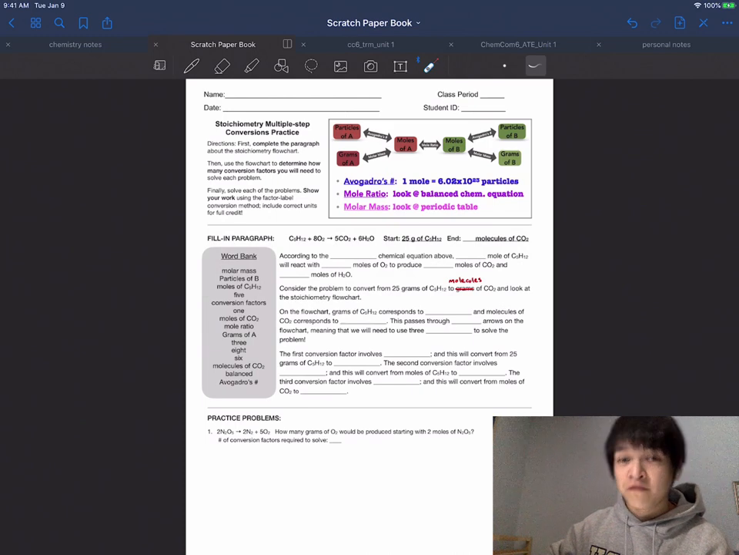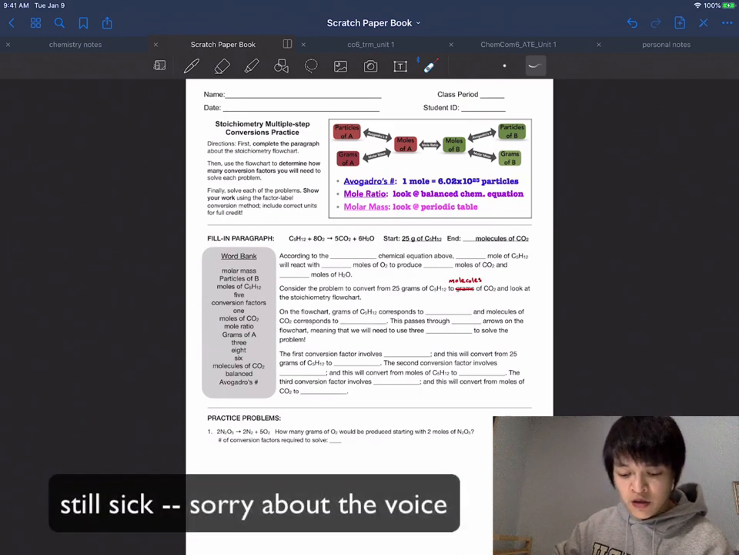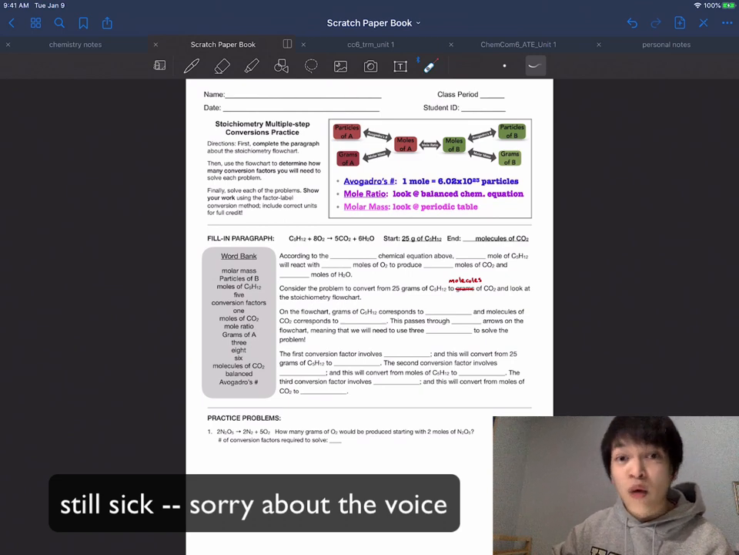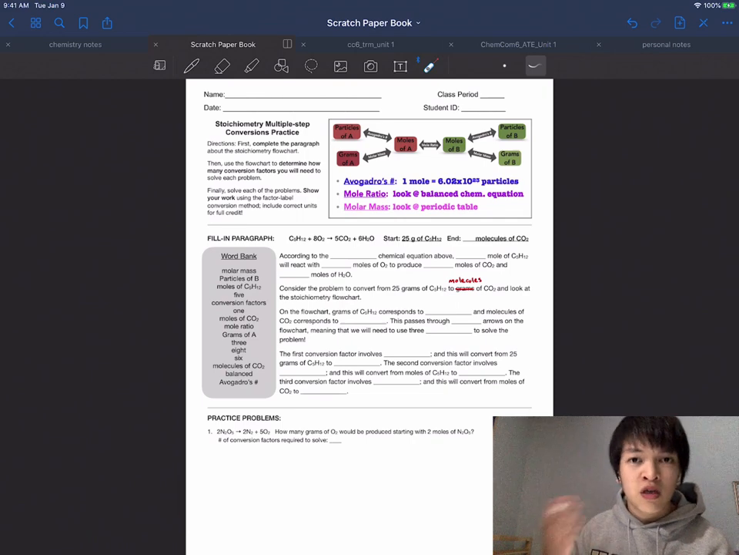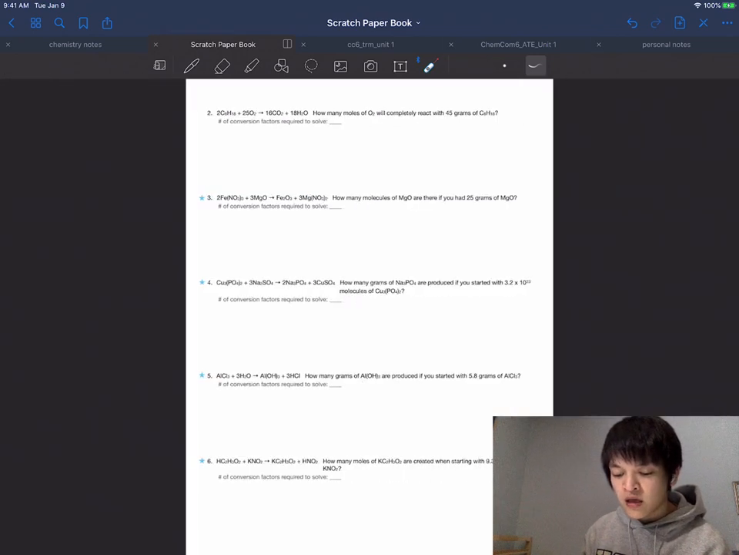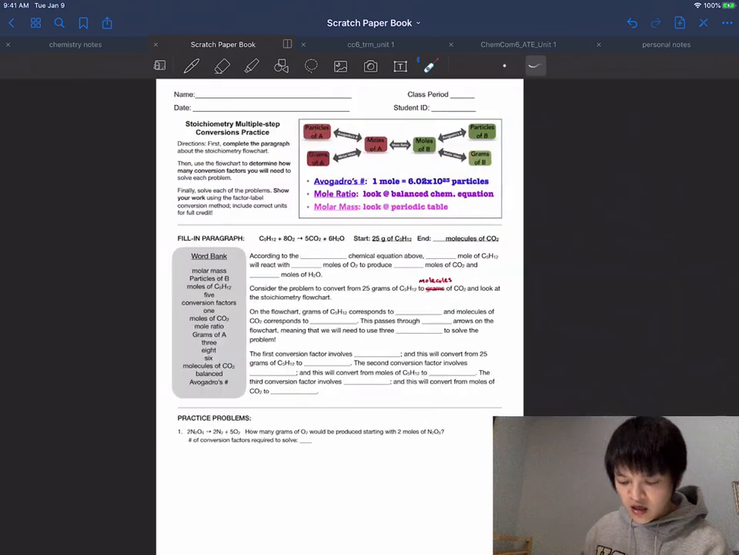Stoichiometry multi-step conversions. In this video, we're going to cover a few multi-step stoich problems, and it's really just like the one-step stoich problems, except you're going to do multiple conversions all at once. Now you should have a sheet of paper here that's one page, double-sided.